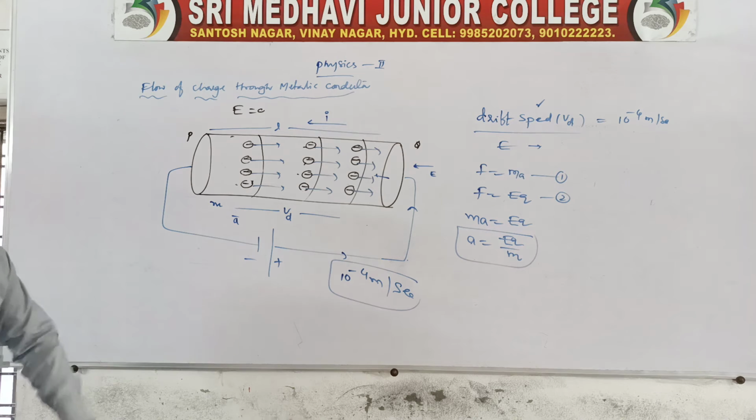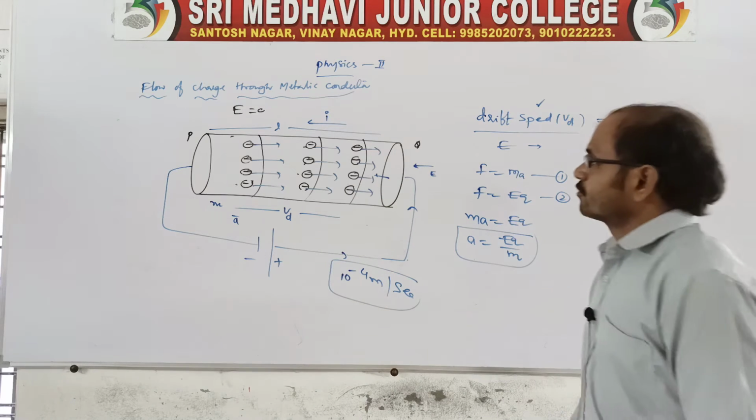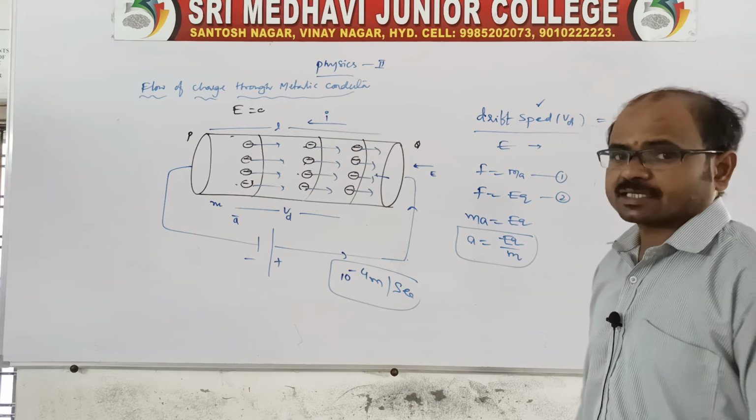Is it okay now? It is about drift speed, and we can say it is related to this. Okay. Clear now? So this is the information related to the flow of charge through a metallic conductor.